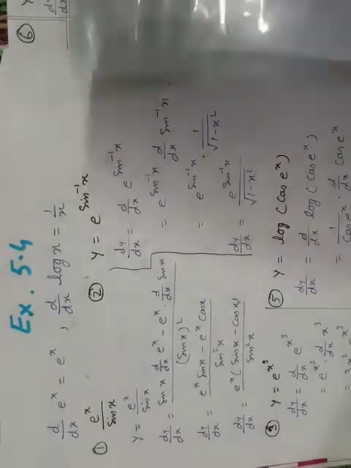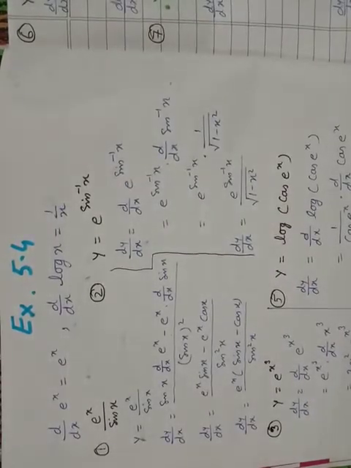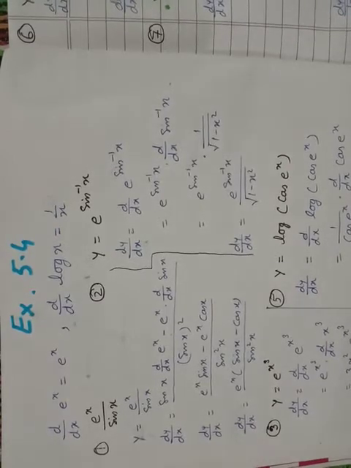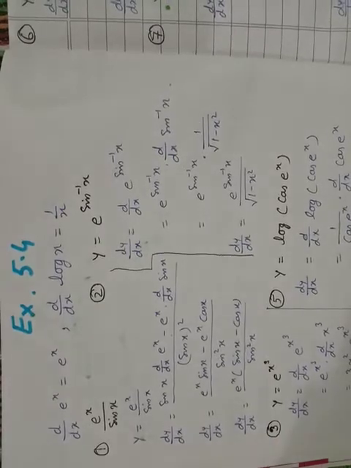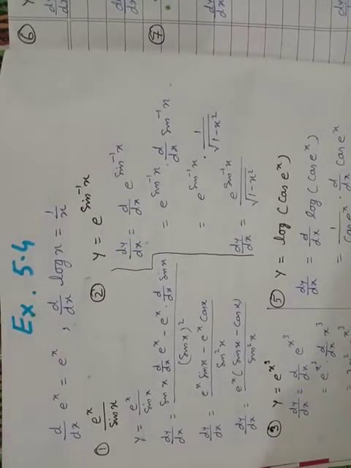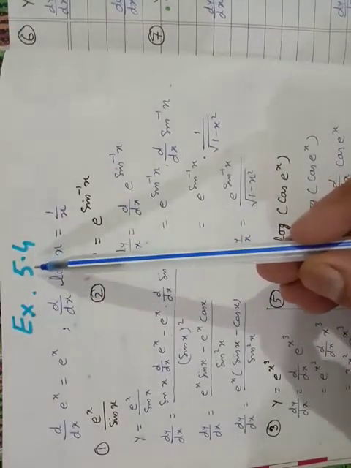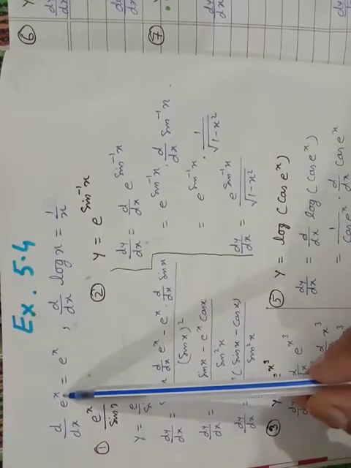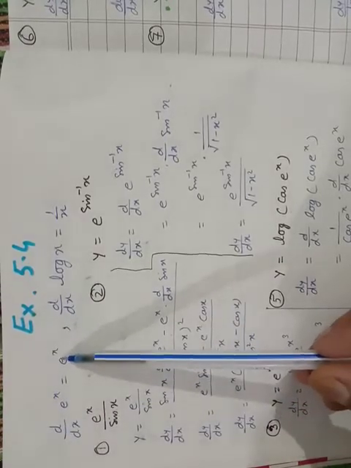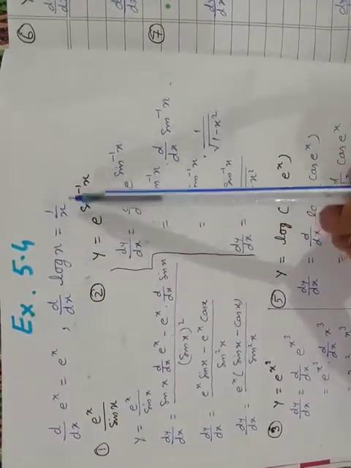So dear student, as I told you yesterday, I will start the exercise 5.4 of the chapter continuity and differentiability. In this exercise, two more formulas are used. One is d over dx e to power x, its value is e to power x, and d over dx log x, its value is 1 over x.